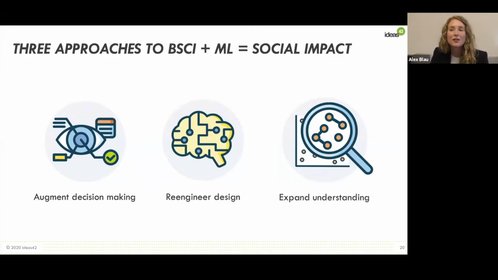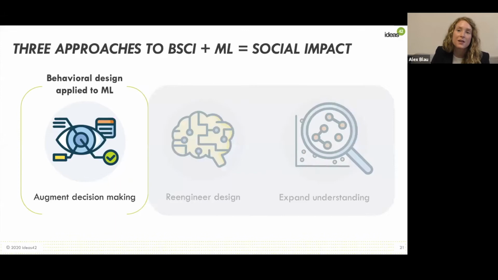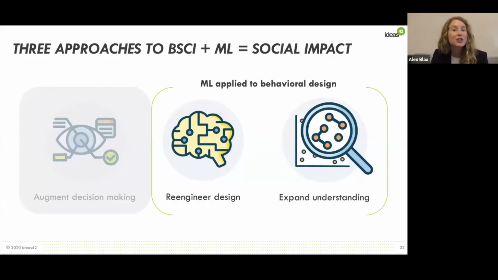So using different algorithms that help us understand trends in big data, that help us get underneath some of the assumptions that we enter projects with inadvertently. So you can think about that first category as being behavioral design applied to machine learning, and those second 2 categories as machine learning applied to behavioral design.